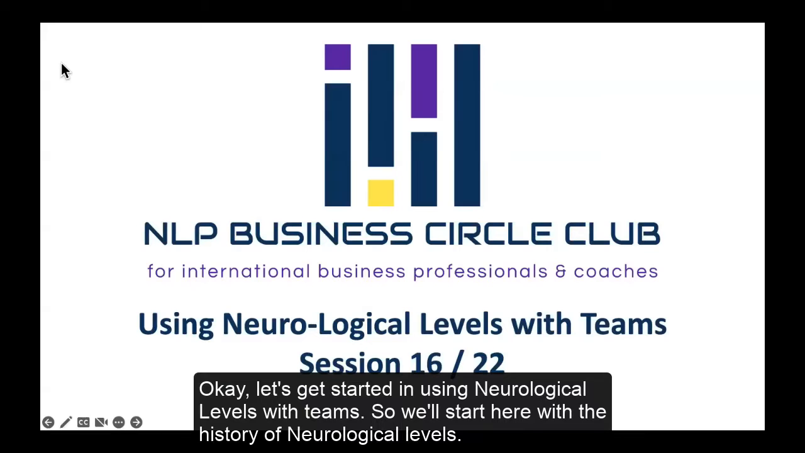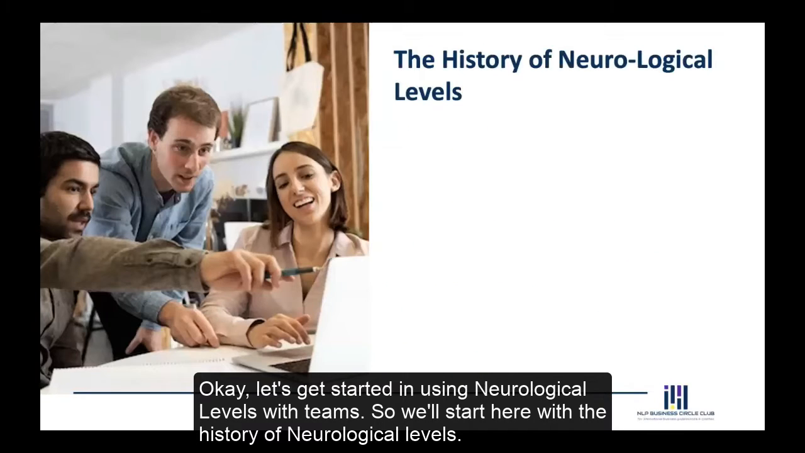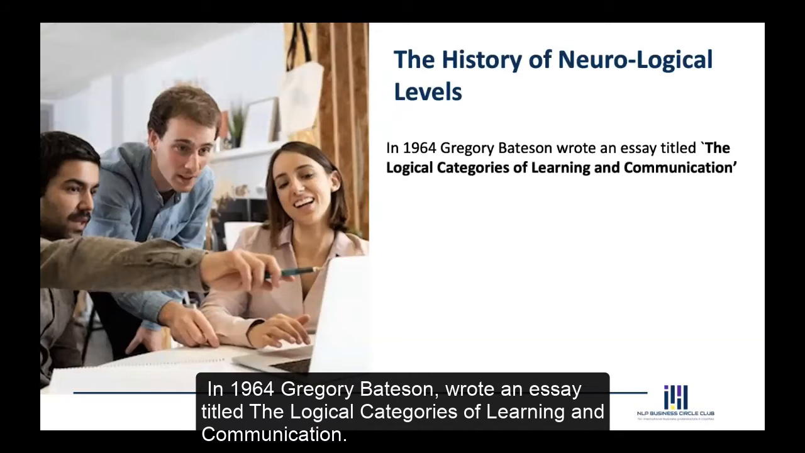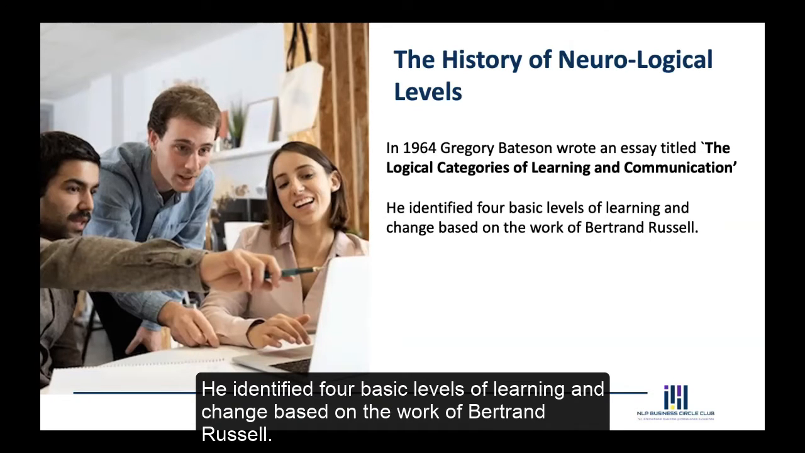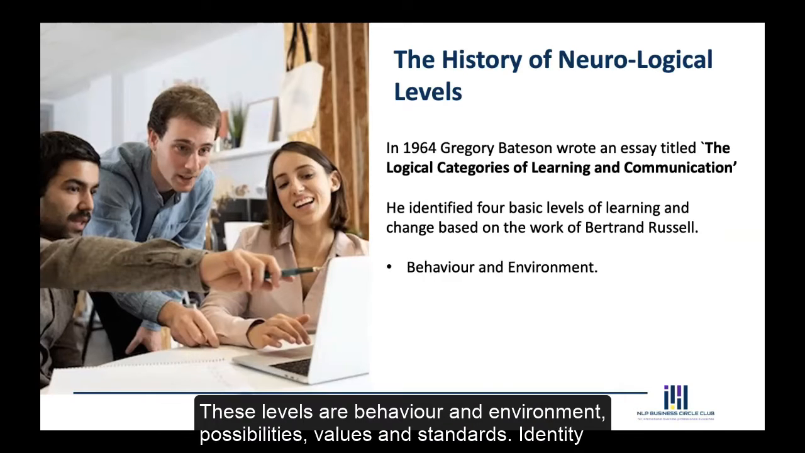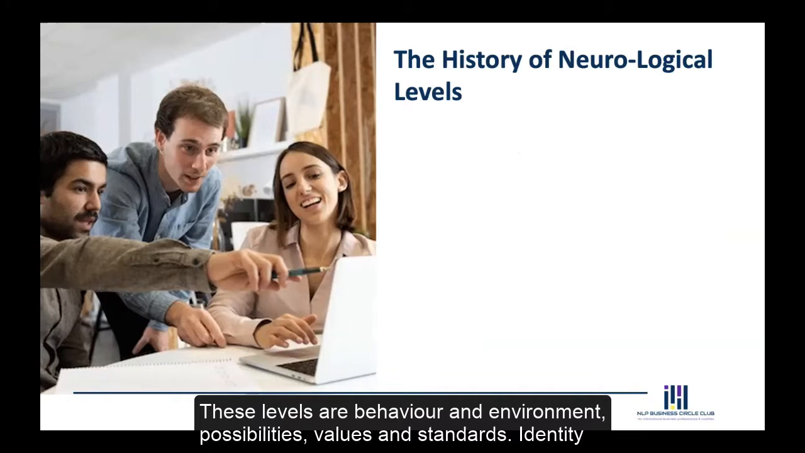Let's get started in using neurological levels with teams. So we'll start here with the history of neurological levels. In 1964, Gregory Bateson wrote an essay entitled The Logical Categories of Learning and Communication. He identified 4 basic levels of learning and change based on the work of Bertrand Russell. These levels are behaviour and environment, possibilities, values and standards, identity.